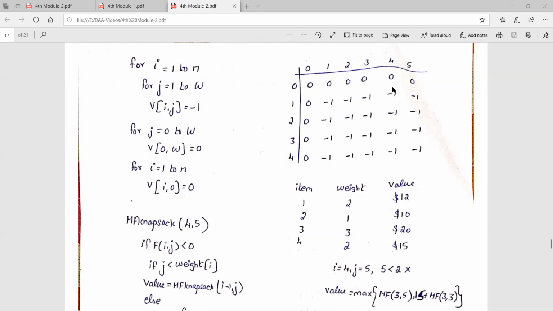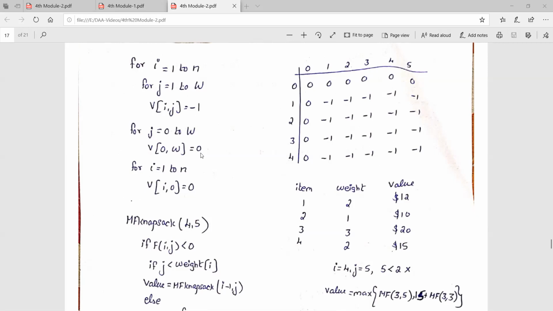Now we have to fill these entries, that is 1 to 5 and then 1 to 4. So we take i equal to 1 to n and j equal to 1 to w, and V of i, j is equal to -1. Now we have entered all the -1 values in the table. Now I have to enter the value 0 in the ith row and jth column, so j is equal to 0 to w. So 0,0; 0,1; 0,2; 0,3; 0,5, all the values will be 0.